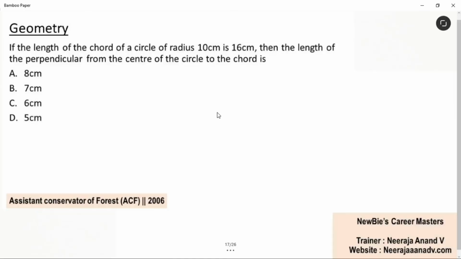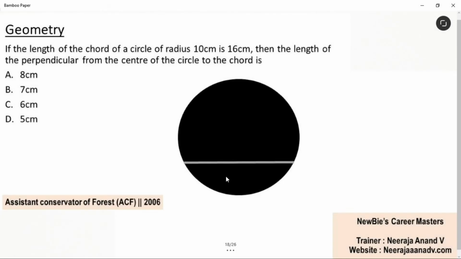Simple. Newbies, the next question on geometry is, if the length of the chord of a circle of radius 10 cm is 16 cm, then the length of the perpendicular from the center of the circle to the chord is. Let's picturize this question. They're telling this chord length is 16 centimeter. Let's take the radius. Radius is given as 10 centimeter. This is the perpendicular. They're asking for this length. We can take this length as half of the chord, that is 8 centimeter.